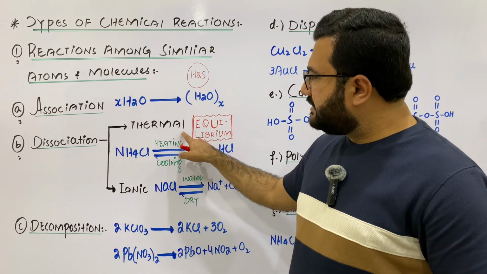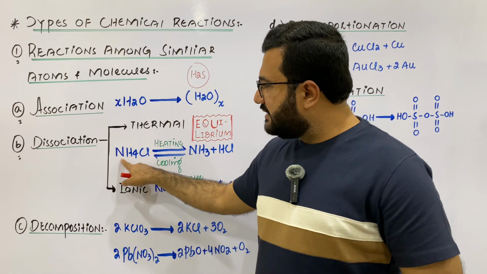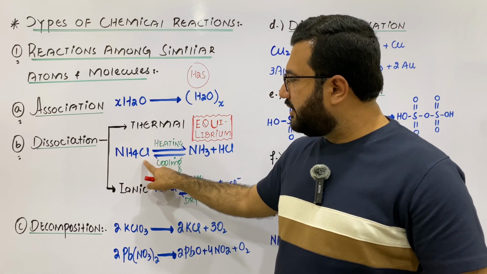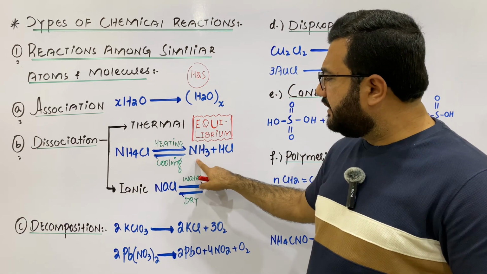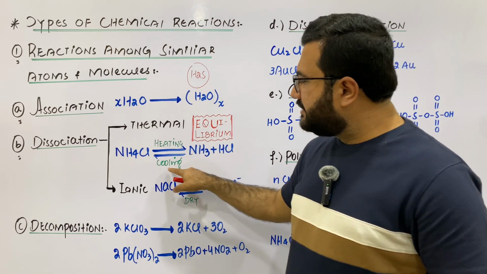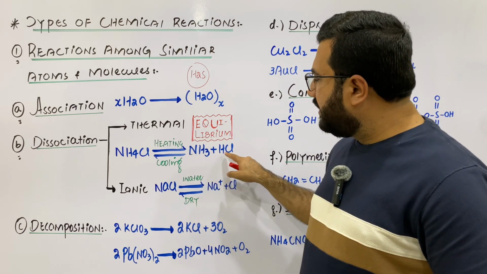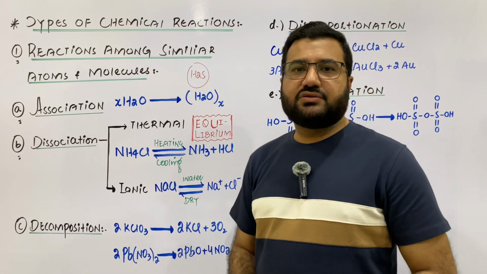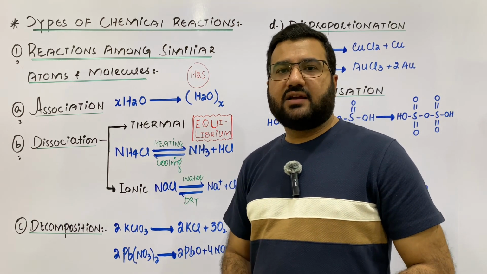One of the examples of the thermal decomposition is the heating of ammonium chloride. It will degrade to form ammonia and HCl molecule. And my dear students, on cooling, again ammonia and HCl will combine to form NH4Cl, ammonium chloride.